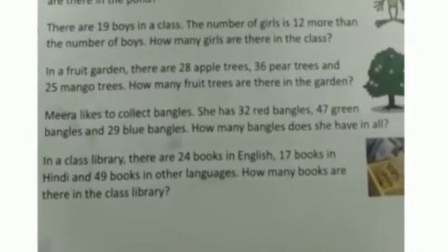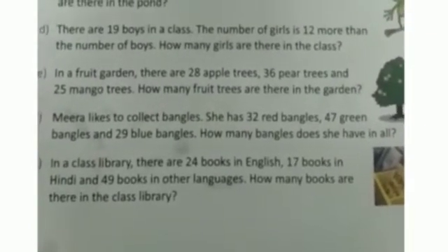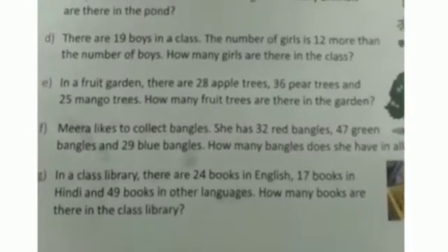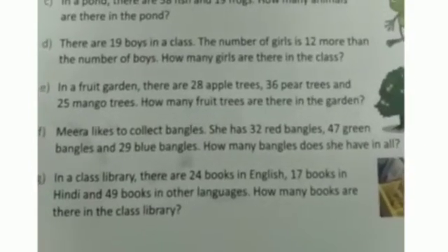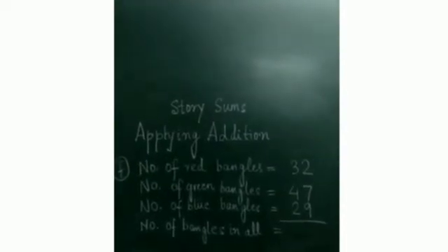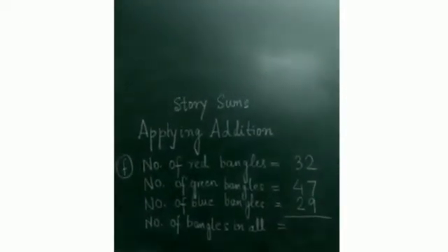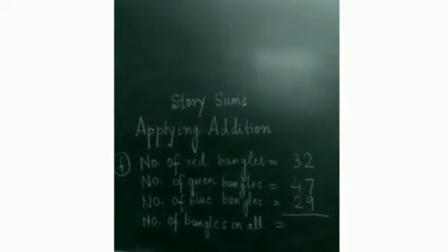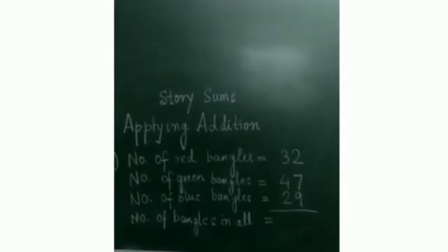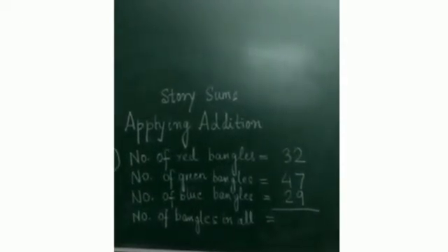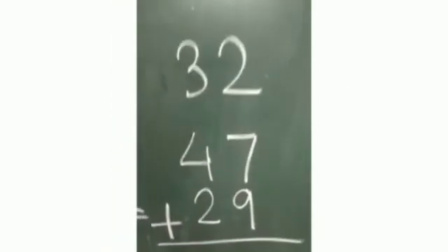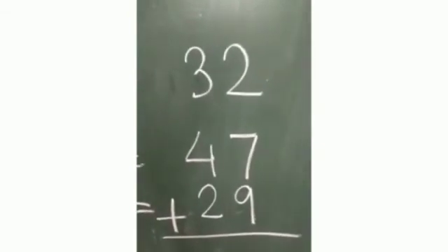The word in all denotes that we have to tell the number altogether. So, when the word in all is there in the story sum, then we apply addition. To write the statements: number of red bangles equals 32, number of green bangles equals 47, number of blue bangles equals 29. Now, number of bangles in all. As we know, for in all we have to do addition. Put a plus sign. Now doing the addition of these three numbers.